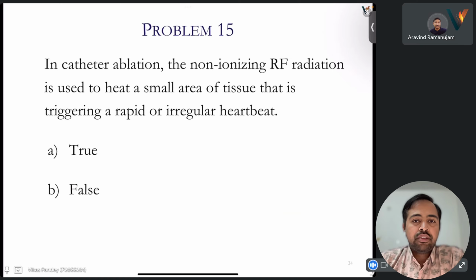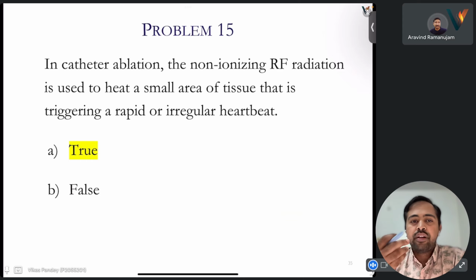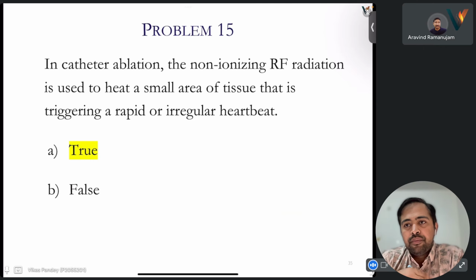In catheter ablation, the non-ionizing RF radiation is used to heat a small area of tissue that is triggering a rapid or irregular heartbeat. Is it true or false? True, sir. And that is what we are calling ablation. We are hitting it, and in fact, we are making it dysfunctional so that the signal cannot travel through it.